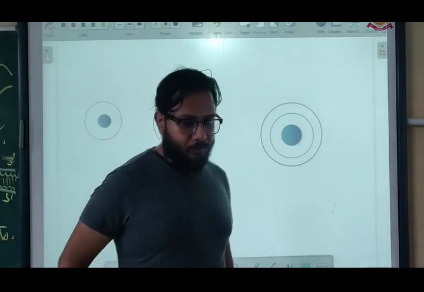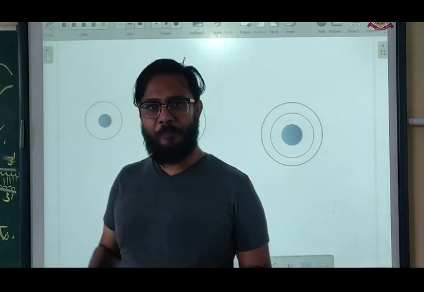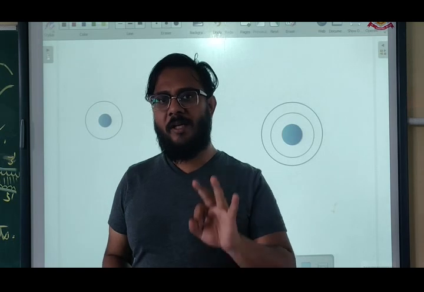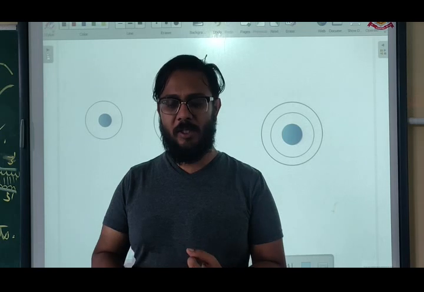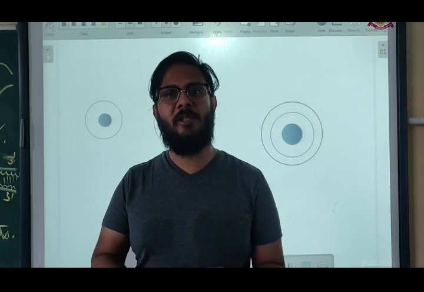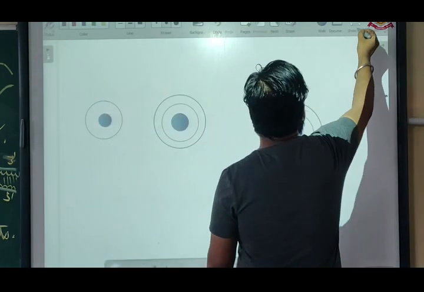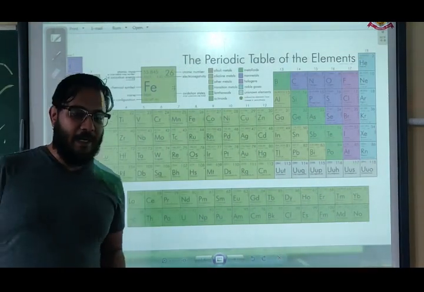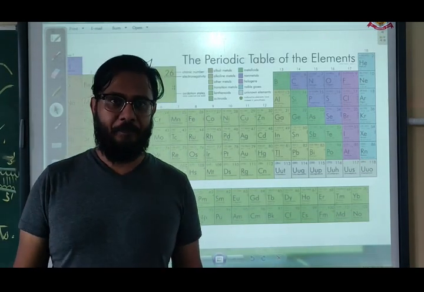Now let's move on. We talked about the structure of atoms. We talked about how atoms can be broken down into three smaller particles called electrons, which are negatively charged, protons, which are positively charged, and neutrons, which are neutral. They have no charge. They are not positive, they are not negative, they are neutral. So next we move on to atomic number.